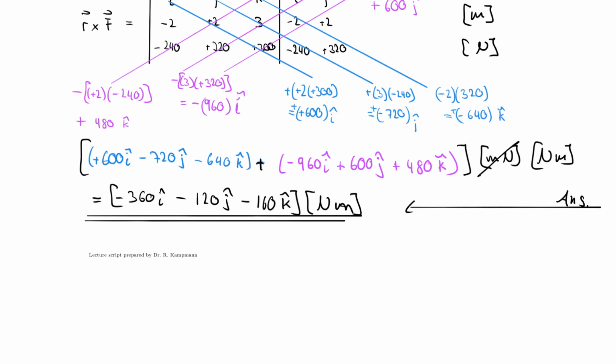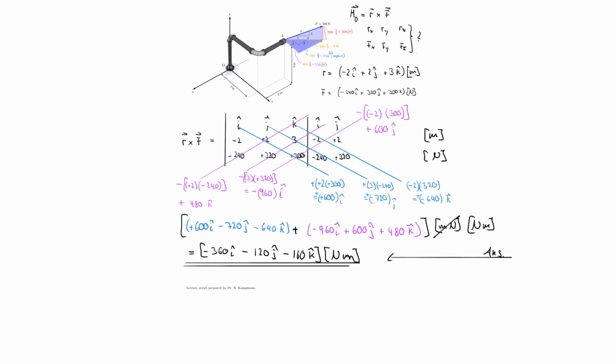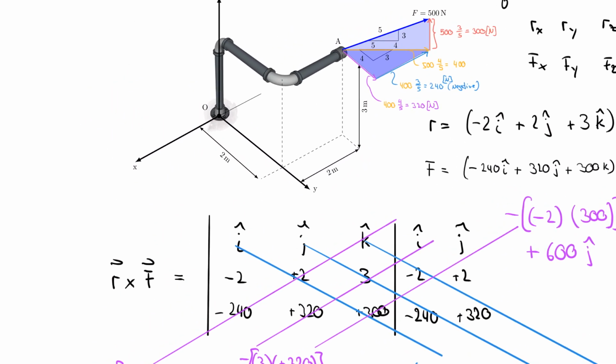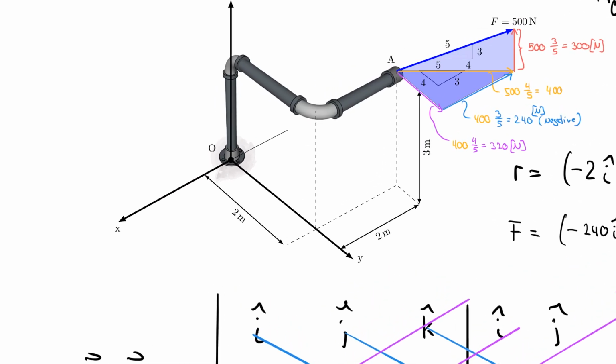And let's think about what this now means. We have minus 360, minus 120, and minus 160. So now we can take this back to our initial diagram here and actually visualize these results.